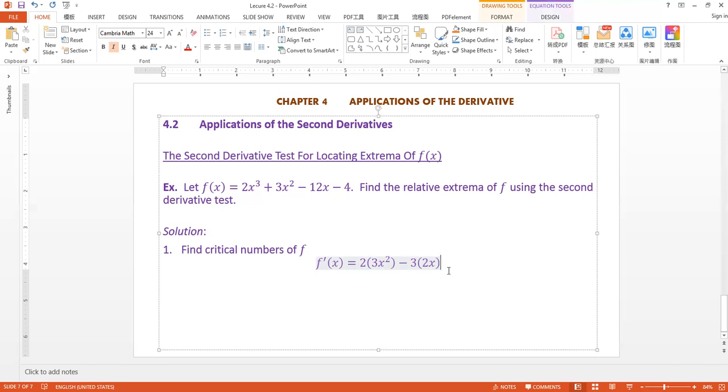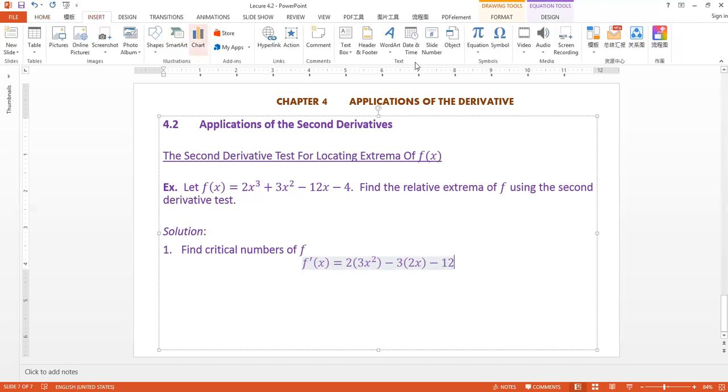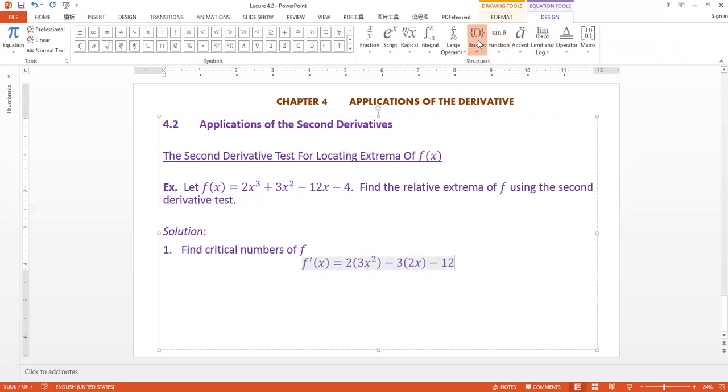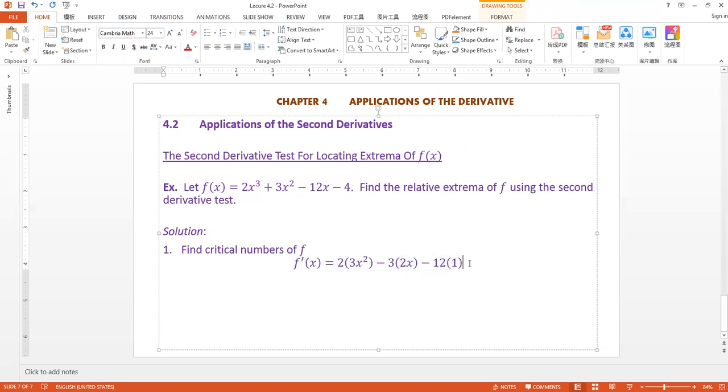And then minus 12 times the derivative of x. The derivative of x is just 1. Now, the last term, the derivative of the constant 4 is just 0. So that's the derivative, or the first derivative. 2 times 3 is 6, so 6 times x squared, that's the first term. The second term is 3 times 2x, so that's 6x. And the third term is 12 times 1, so that's negative 12. And 0, we don't have to worry about it.